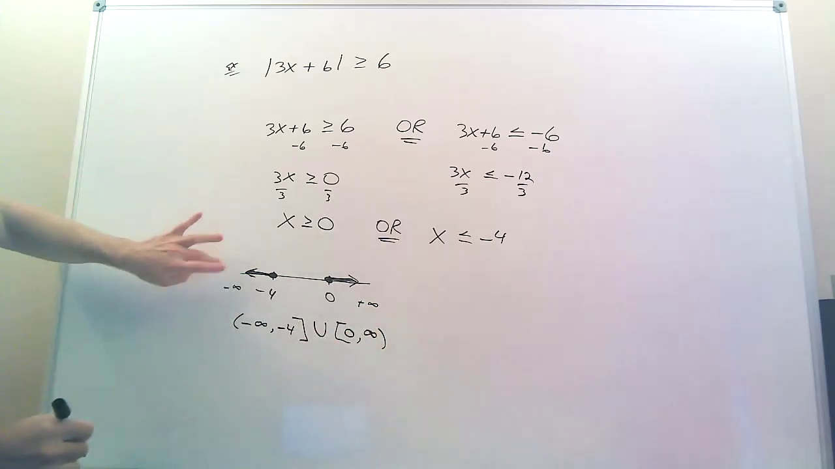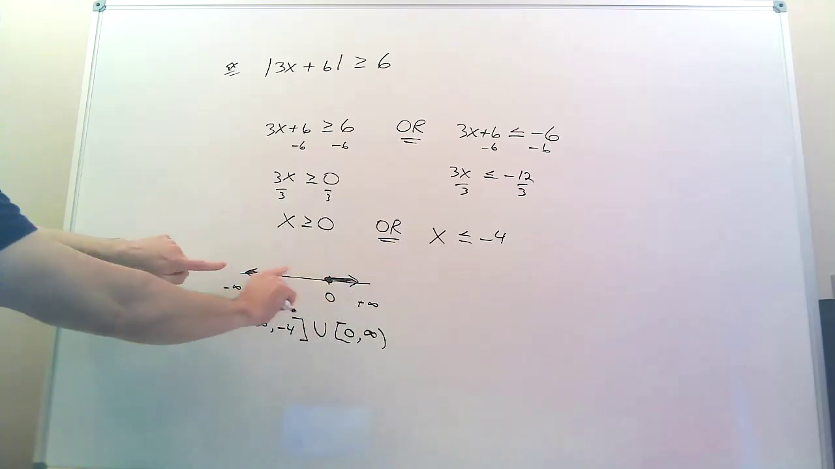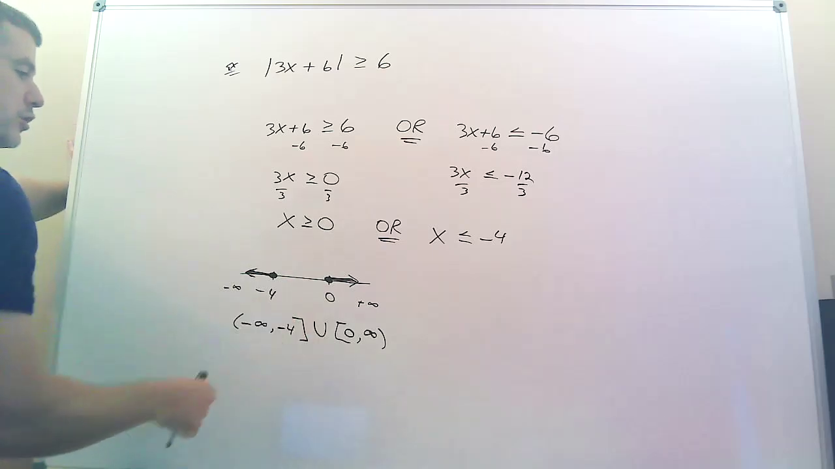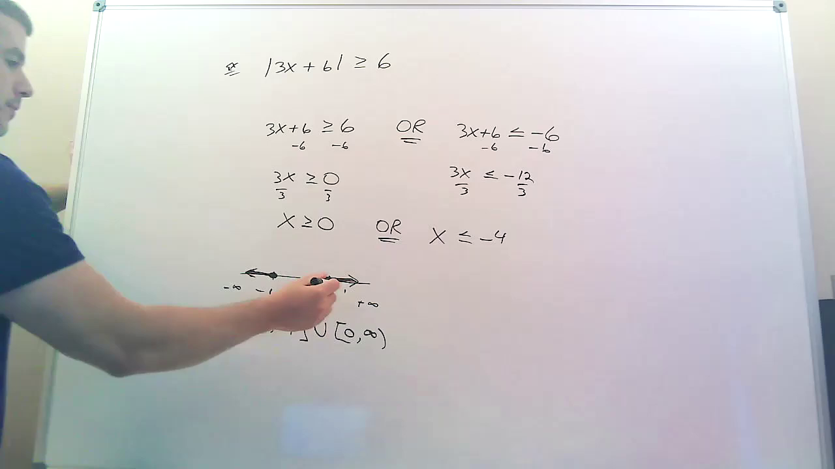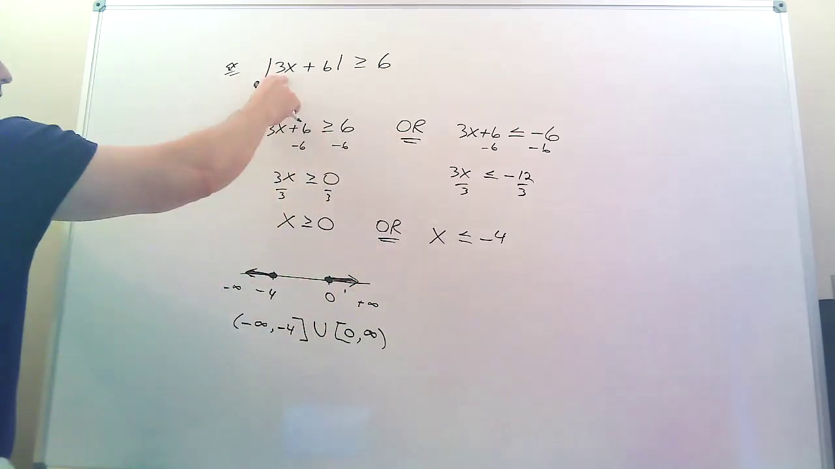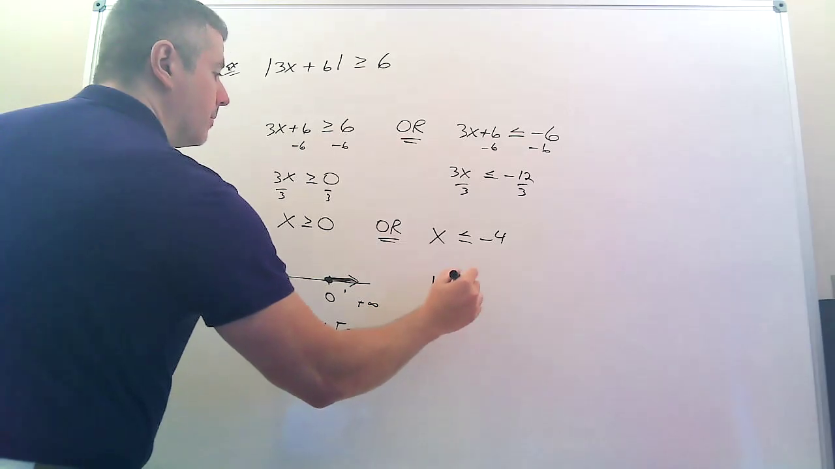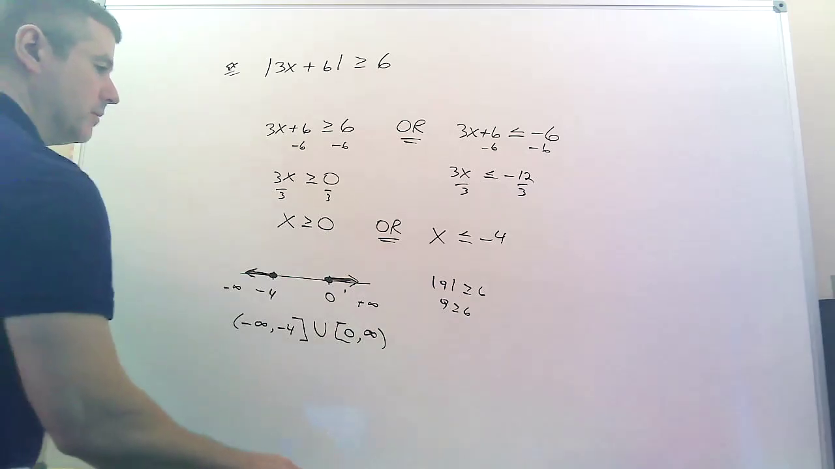So this is my number line solution. I mean, this is the solution. This is the solution graphically on the number line, and then this is the actual interval that tells you where you can pick numbers from. Look, if I pick the number 1 and put it up there, 3 times 1 is 3. 3 plus 6 is 9. Absolute value of 9 is bigger than or equal to 6.